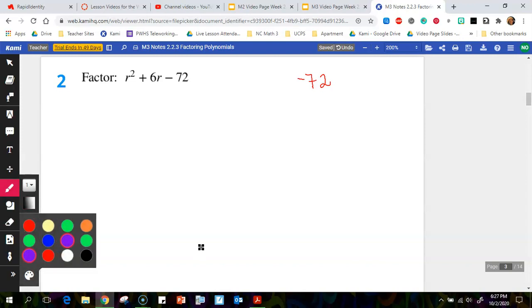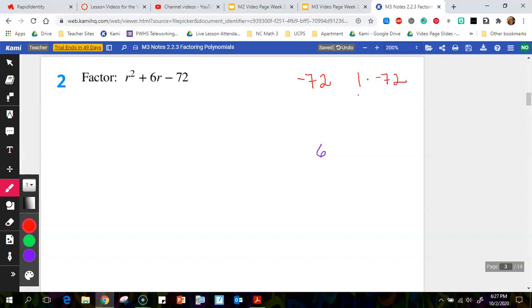Let me get a different color. All right, so let's think about some factor pairs for negative 72. So, of course, there's 1 times negative 72. We know that doesn't work. 2 times negative 36. That won't work either. 3 does go into it, but I'm not going to really worry about that because I know that won't work either.